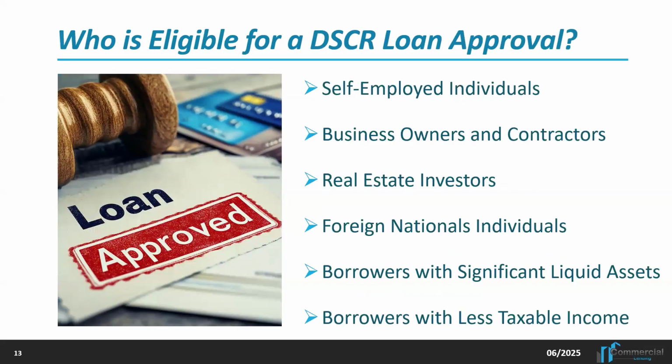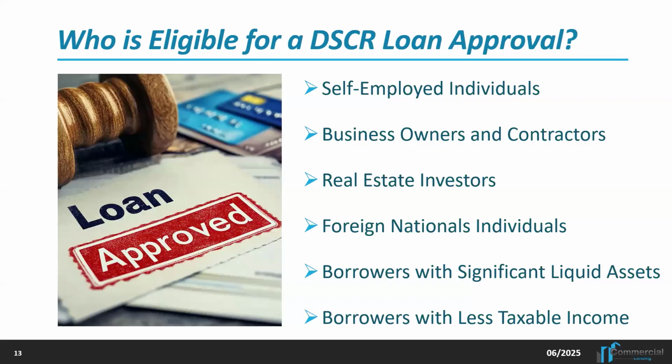Okay, here we'll see who will be eligible for DSCR loan approval. DSCR loans are designed for borrowers who may not qualify through traditional income verification but have strong income generating properties. Like here, we can see self-employed individuals, those with variable income streams who may not show consistent earnings on tax returns. Then business owners and contractors, entrepreneurs who rely on business cash flow rather than W2 income, the real estate investors, individuals or entities with rental or commercial properties that produce steady income, and the foreign nationals, in this case non-US residents who have a valid visa for living in the US.